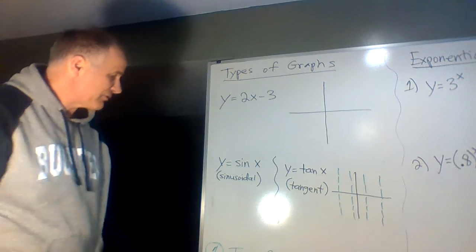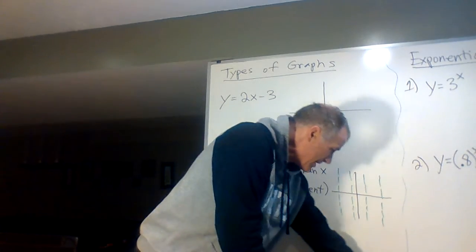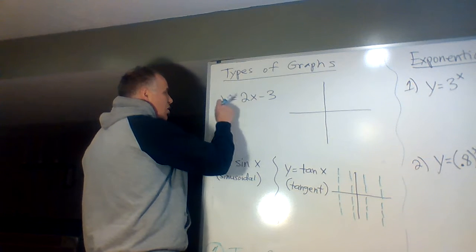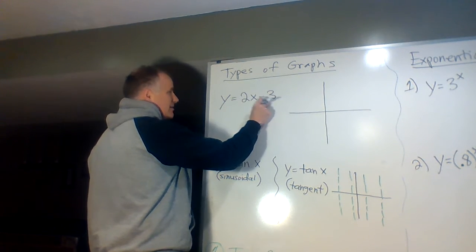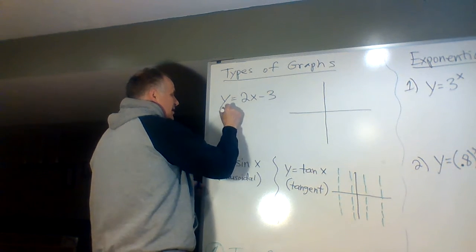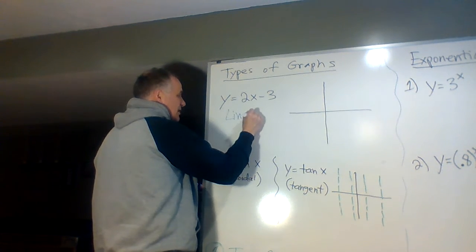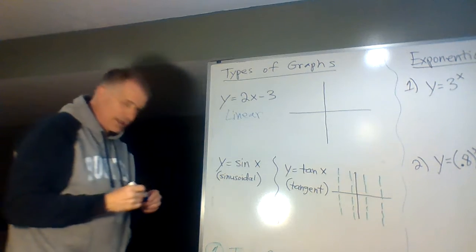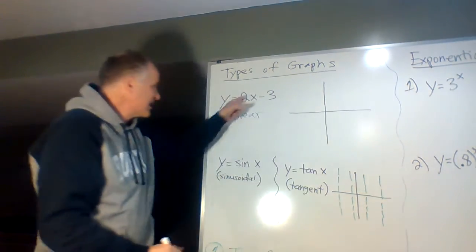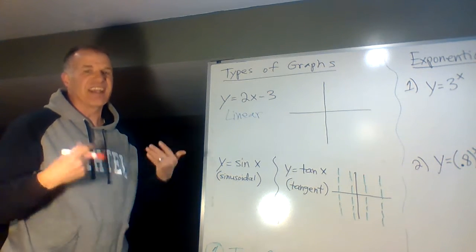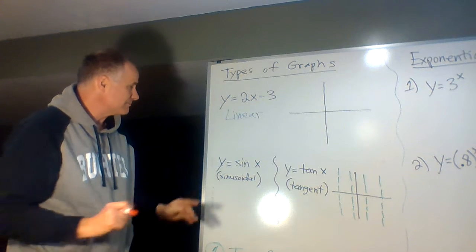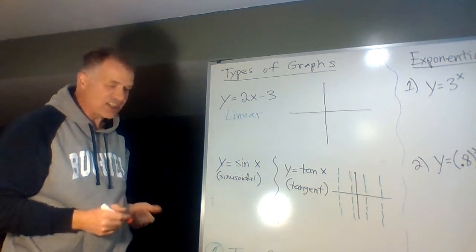Now, the first one that we kind of know, I forgot to say, but remember, y equals mx plus b. Remember, that's our slope, our y-intercept. That is called a linear equation. Linear, because, just like the word says, if I graph this, it makes a line. So again, there's no exponent. This is just a straight linear equation.